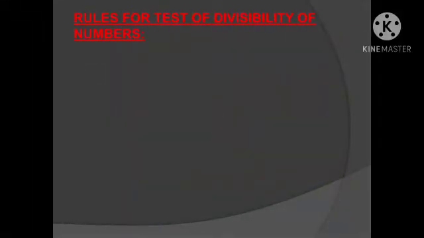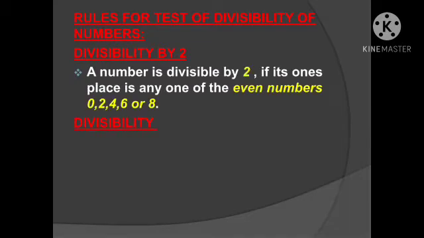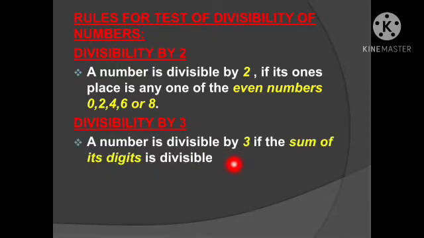Then, rules for test of divisibility of numbers. Divisibility by 2. A number is divisible by 2 if its ones place is any one of the even numbers 0, 2, 4, 6 or 8. If the number is divisible by 2, the ones place should be 0, 2, 4, 6 or 8. And the next one is divisibility by 3. A number is divisible by 3 if the sum of its digits is divisible by 3.